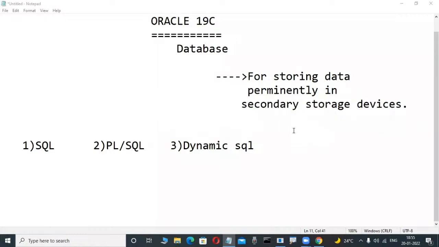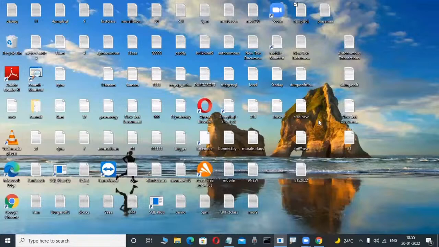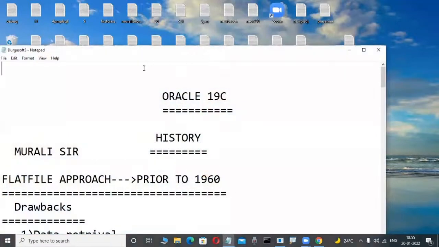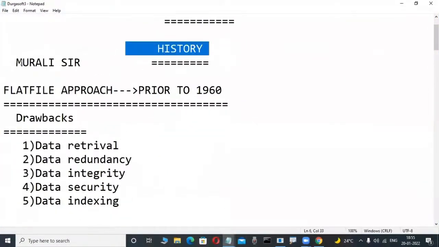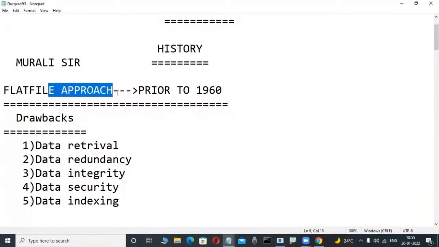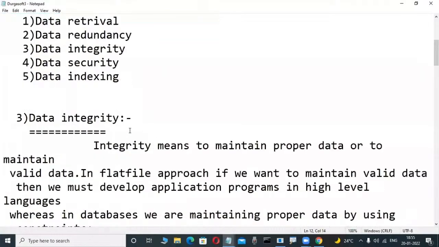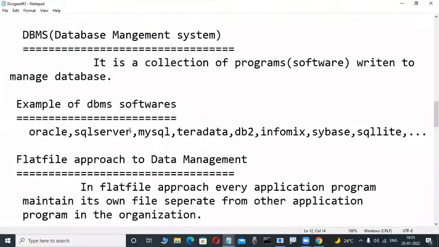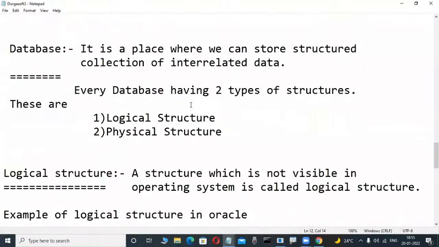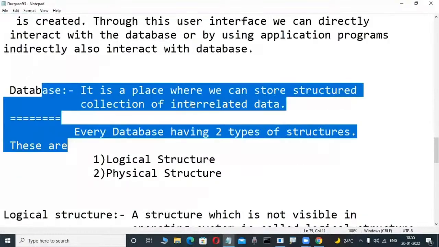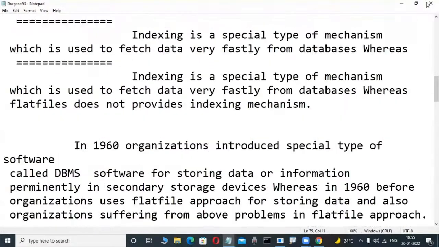In this course, we are covering SQL, PLSQL, and dynamic SQL along with this. One of these days, we will also tell the history. In the olden days there was the flat file approach, and what the drawbacks were, we will learn in the middle of the course. Then what is a database, and DBMS, RDBMS, what are the differences. We are learning all these things one of these days.